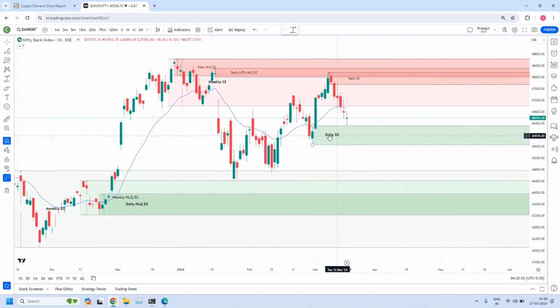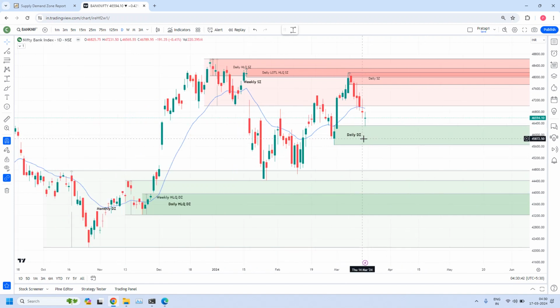So here we have a normal demand zone, daily demand zone. This is a high liquidity demand zone. So our next week market is very interesting. Is this demand zone going to hold, or is it going to be violated? Based on that, market dynamics will change completely. If Bank Nifty daily becomes a downtrend, many equations will change.